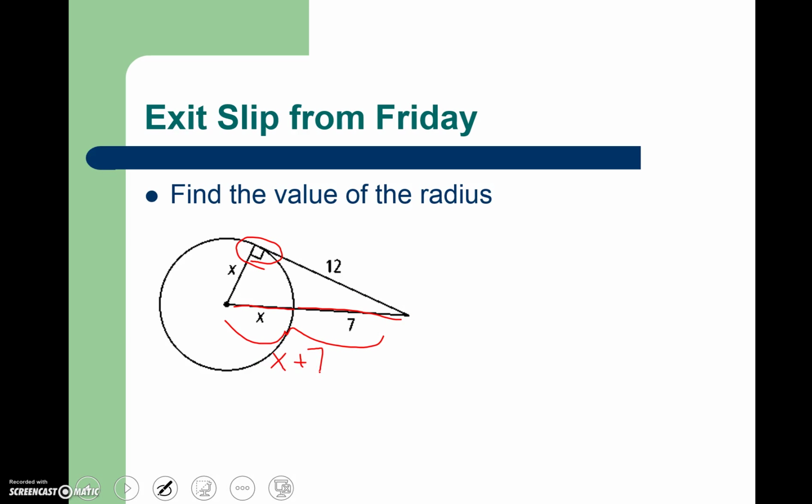Now hopefully you got enough hint from me on how to solve this the other day, but if not, let's go over it. So what we can do is set up the Pythagorean theorem, where these are the two legs, x and 12. So x squared plus 12 squared is equal to the quantity x plus 7 squared.